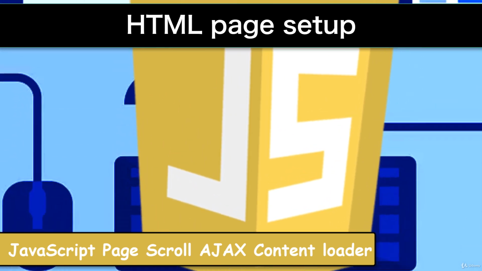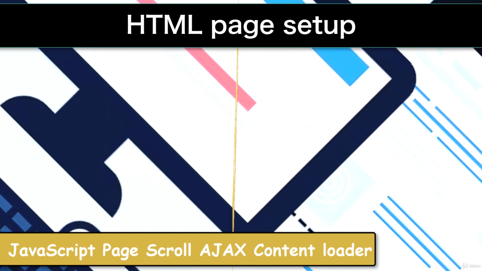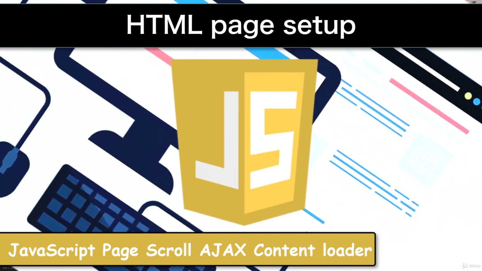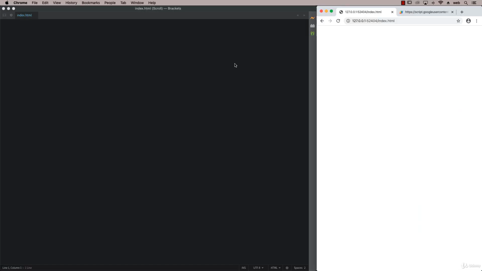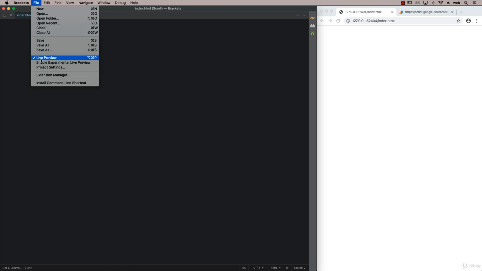Hey, in this lesson, we're going to be setting up the basic HTML web page and also looking at the data that we're going to be requesting using the AJAX request that's going to be loading onto the page. So first of all, I've created an index.html file, so it's completely blank. Just created it, and I'm using Brackets to load the live preview.